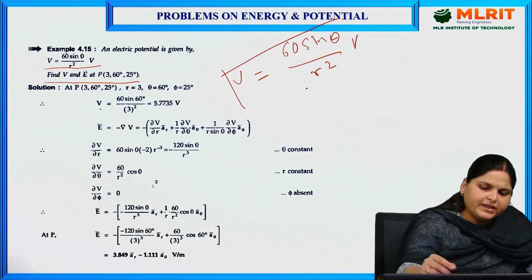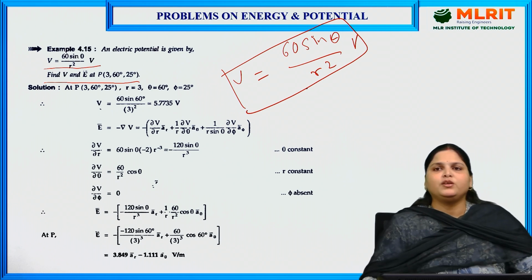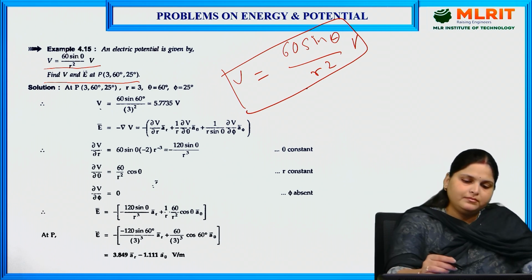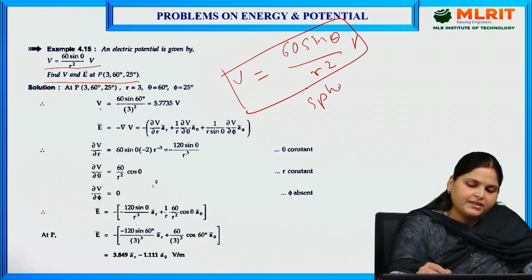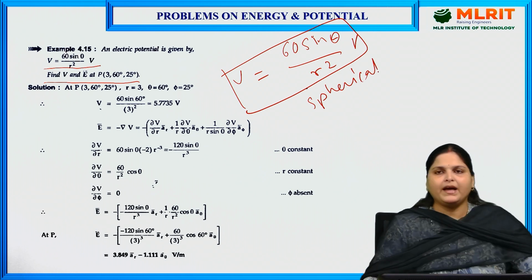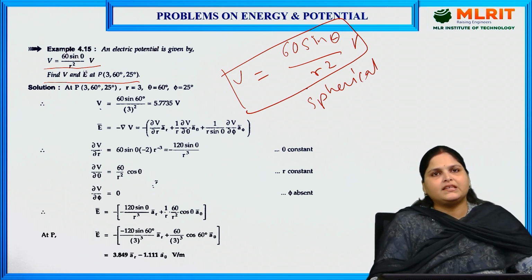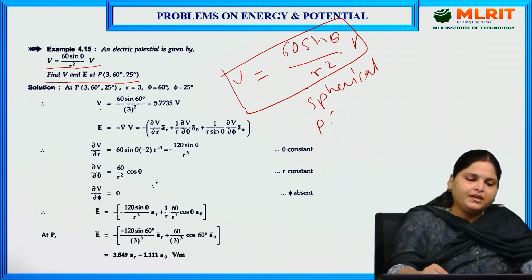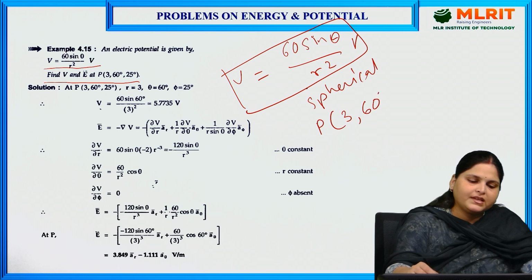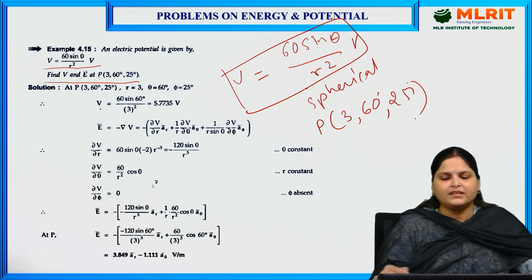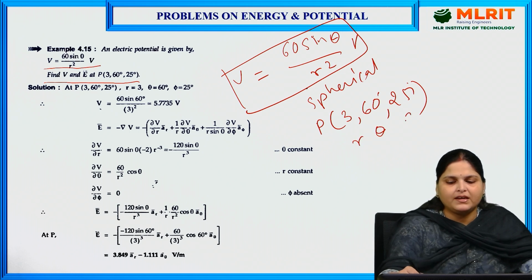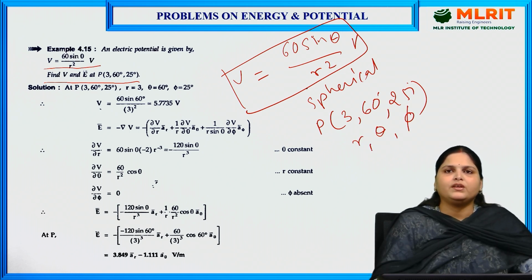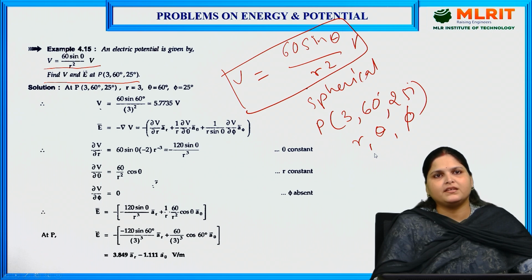With this V, it is clear that potential is given in the spherical coordinate system as R and theta angle. We have to find V and E at point P (3, 60, 25), right? That means this is R, this is theta and this is phi, coordinates of the spherical coordinate system.